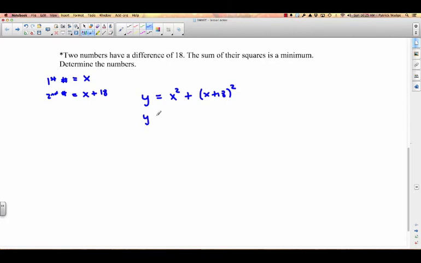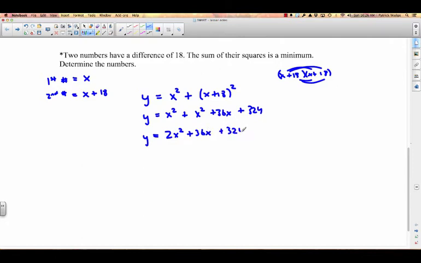Alright, let's simplify this. We have y equals x squared plus, x plus 18 squared is the same as x plus 18 times x plus 18, and then you do mountains and valleys. So you get x times x is x squared. X times 18 is 18x, and 18 times x is another 18x. So 18x plus 18x is 36x, and 18 times 18 is 324. Okay, we can simplify this. X squared plus x squared is 2x squared plus the 36x plus the 324.